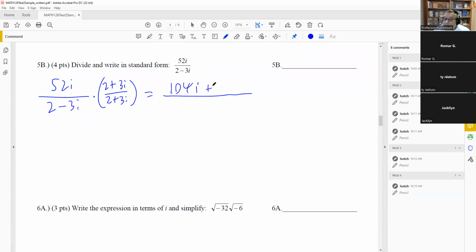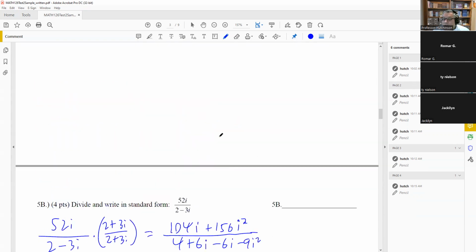i, and then don't forget that because we have two i's multiplied together, that's an i squared. So you get 156 for the numbers, but don't forget to put i squared on this. Whenever you have an i and an i multiplied together, it's i squared. Now on the bottom, we have a 4 here, and then you have a plus 6i, the inside terms minus 6i, and then you have these two, it's going to be minus 9i squared.